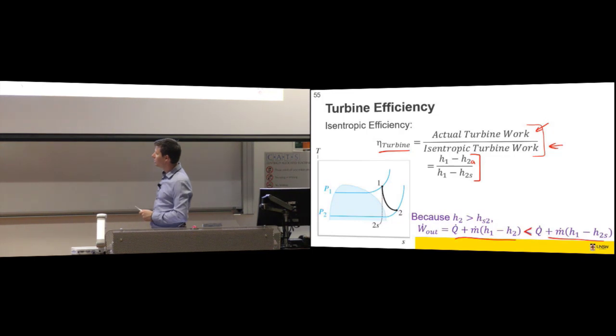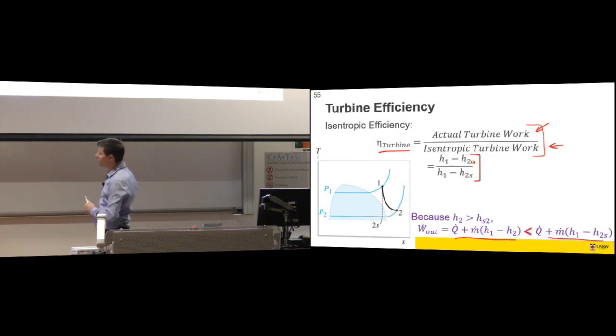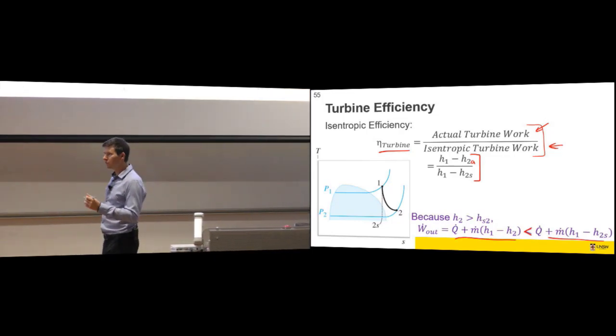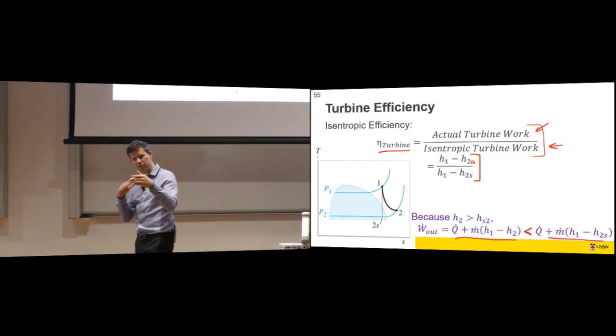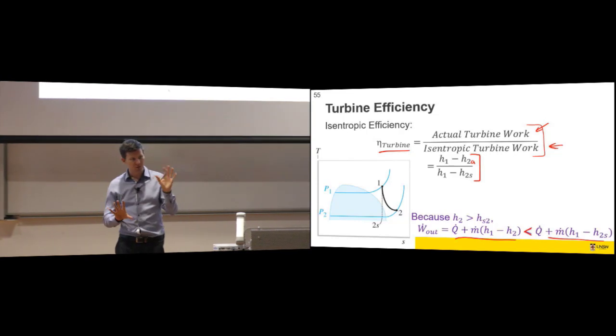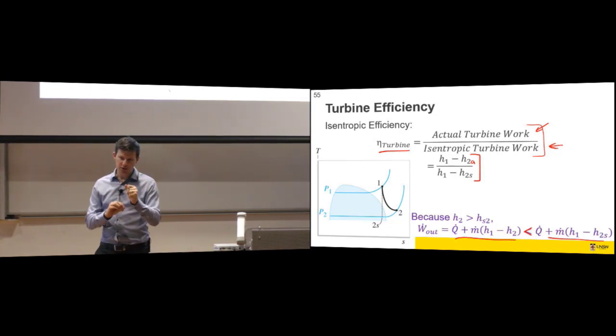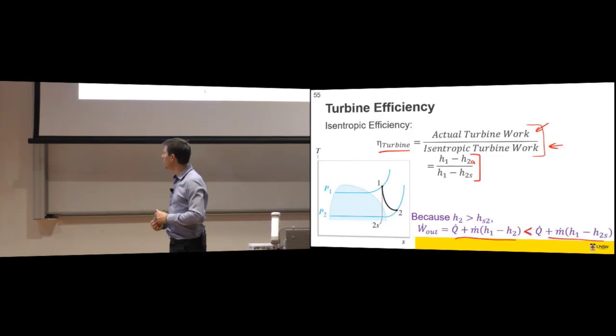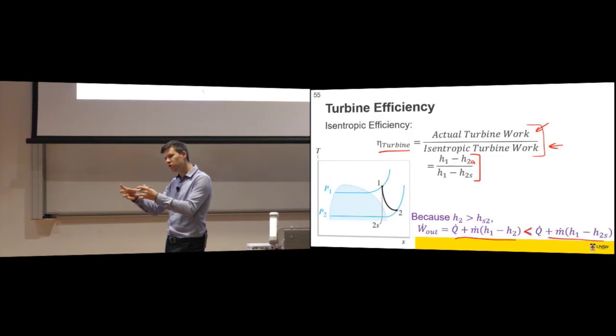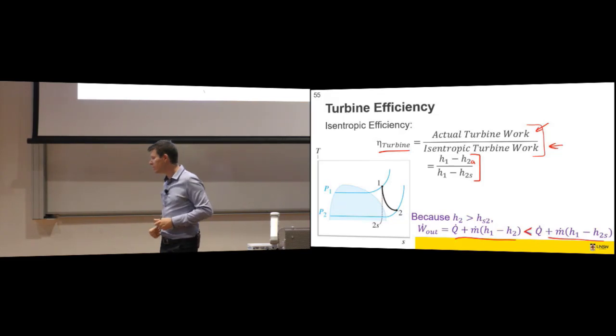It might be a little bit counterintuitive. So an actual process will leave... say you went between two pressures, 10 megapascal and 100 kPa, let's just say. A non-ideal turbine, the outgoing fluid will be hotter, same pressure, hotter than in the ideal case. So it won't extract all of the thermal energy out of the fluid as it goes through.